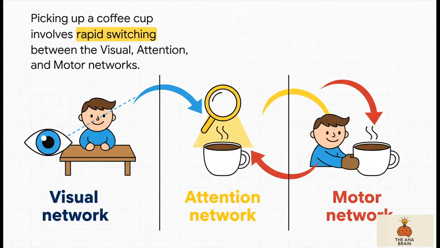So here's the key takeaway here. Your brain isn't just using one network at a time. It's constantly, and I mean constantly, switching and sharing information between them. Think about something as simple as picking up your coffee cup. Your visual network sees it, your attention network zooms in on it, and your motor network coordinates the movement to grab it. It's this beautiful, seamless, high-speed dance happening between all these systems, all for a single sip of coffee.